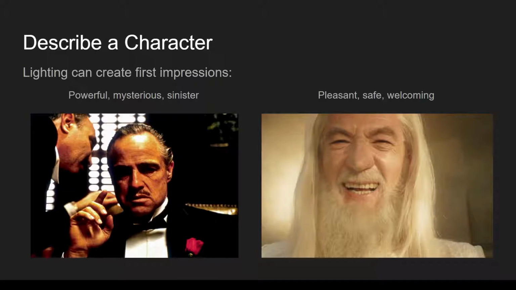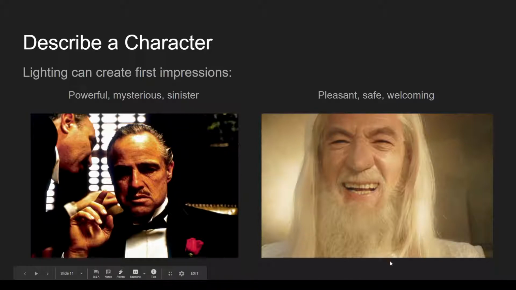Lighting can give us great first impressions. Similar to when establishing the mood, lighting can be used to describe a character or introduce a character in a particular way. So in this example here, on the left-hand side, we have the Godfather, and lighting is being used to give him a very sinister look, right? His eyes are in shadow. More of his skull is emphasized with his shadow because of the hard light, and so it feels menacing.